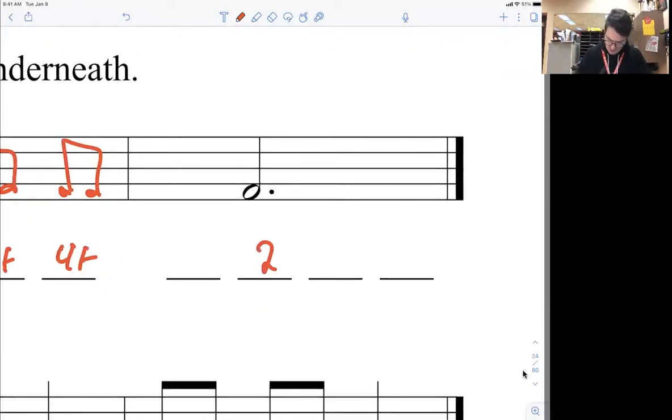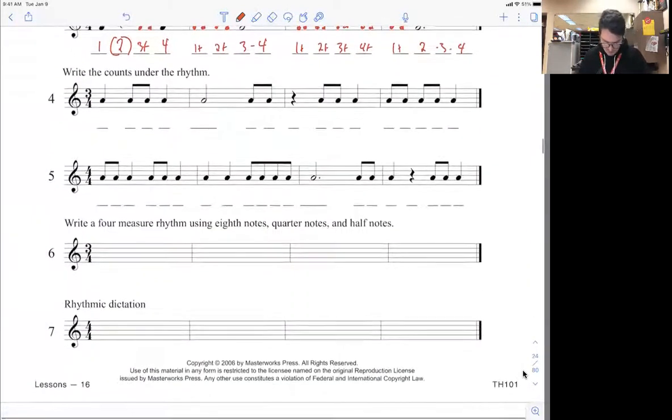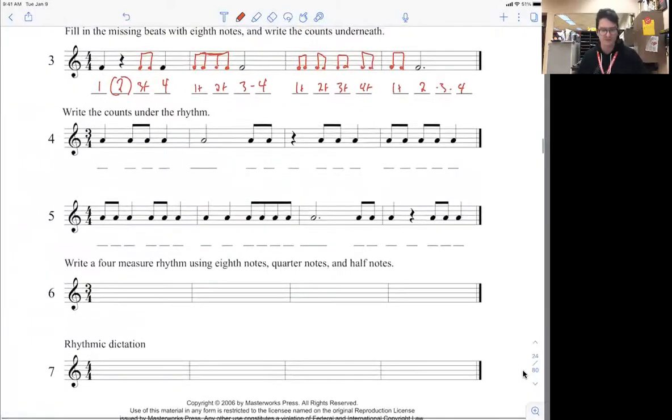Then we've got 2-3-4. And so we need a 1 and in there. Okay, so just kind of fill in the blank on that one. We'll do some more of these tomorrow, but hopefully that gives you the gist of what we are doing with eighth notes.